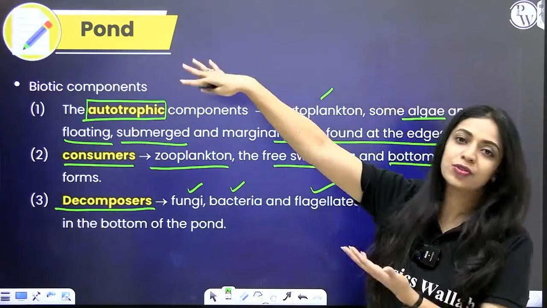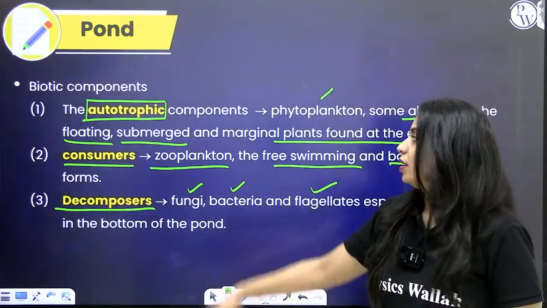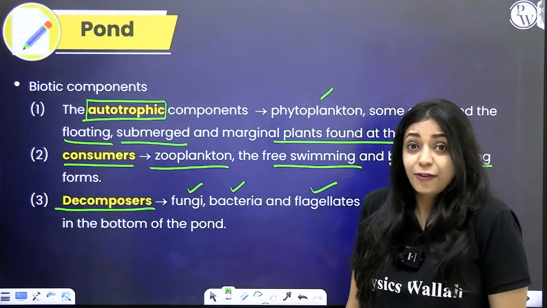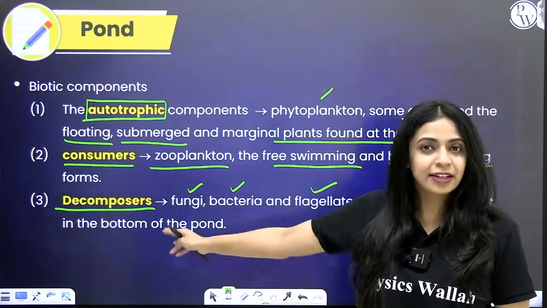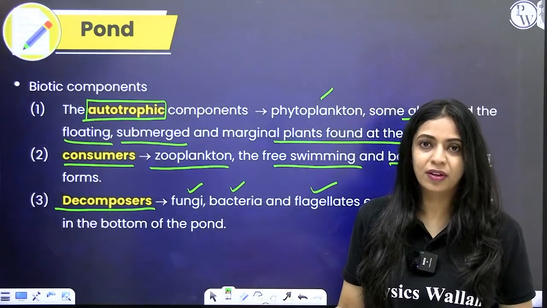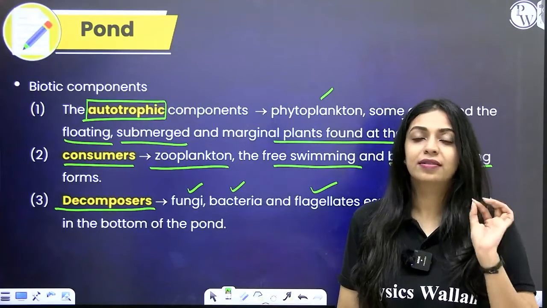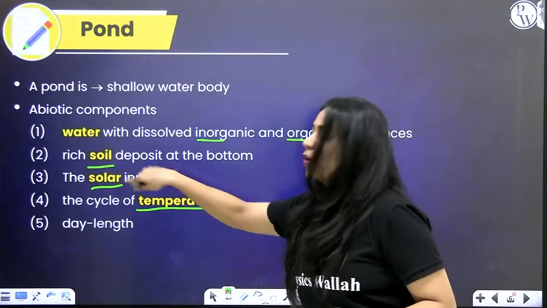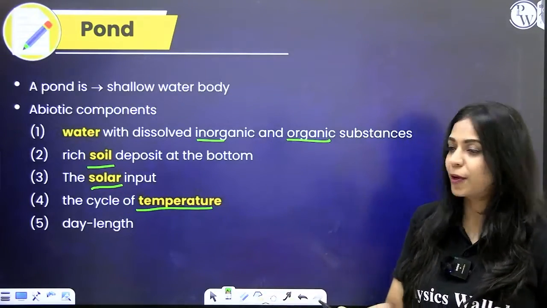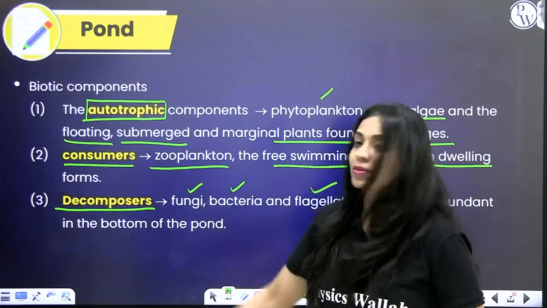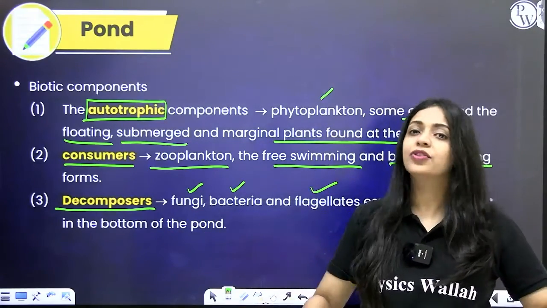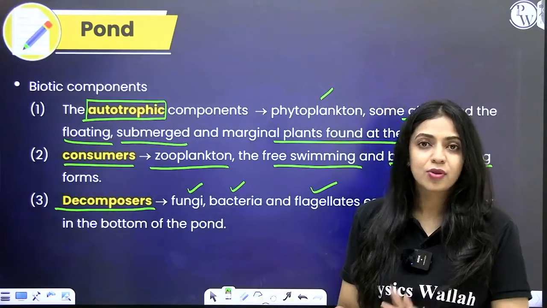So they need those abiotic components to make food. If not for autotrophs, the consumers would not have food. If not for these both dying, the decomposers would not have had food, right? The reason why the soil here is rich soil, nutrient rich, is because these organisms are decomposing the organic matter and adding the nutrients to the soil deposit at the bottom.